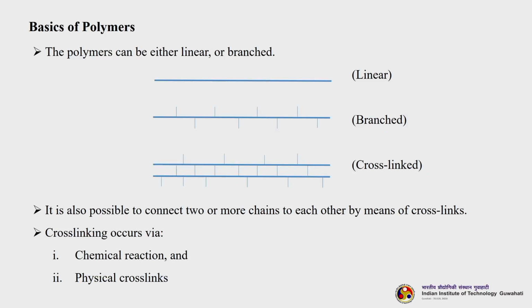Polymers can be either linear or branched. The linear looks something like this, and if it is branched, then they can be grafted to any one of the sides of the monomeric chain, and when it is cross linked, the structure looks something like this. It is also possible to connect two or more chains to each other by means of cross linking. Cross linking occurs by two methods, one by chemical reaction, another by physical cross linking.